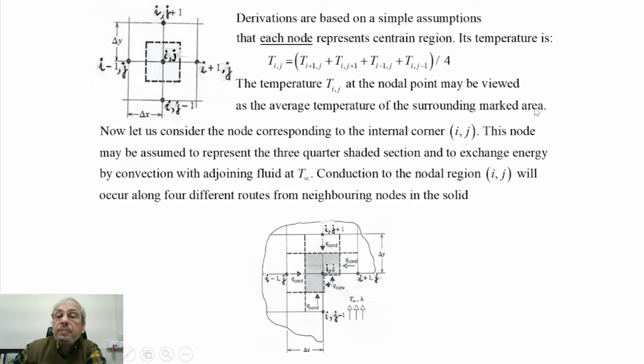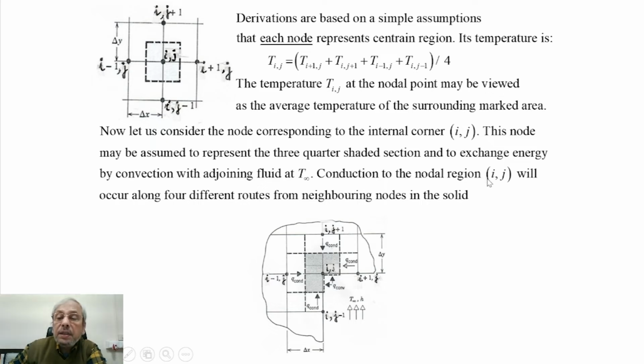...as the average temperature of the surrounding marked area. Now let us consider the node corresponding to the, first we will consider an internal corner. This node may be assumed to represent a 3/4 shaded section, so this temperature will be the temperature of this shaded section, and it exchanges energy through convection with the adjoining fluid at T infinity.